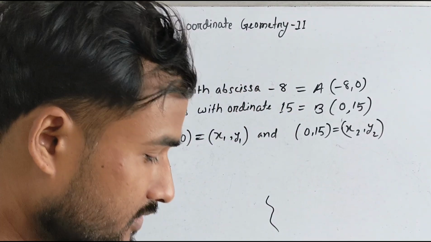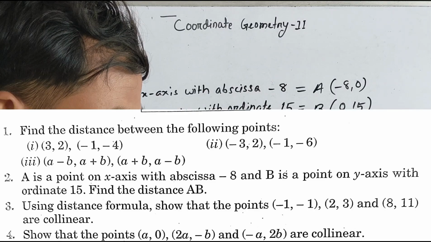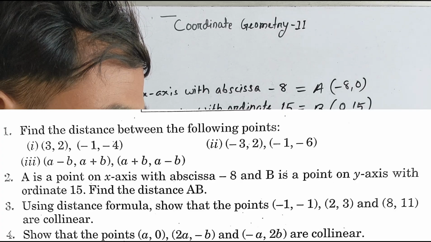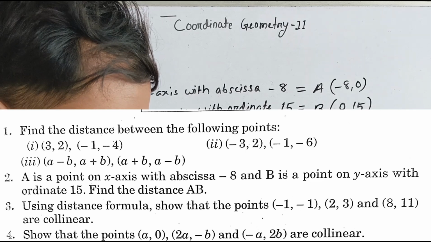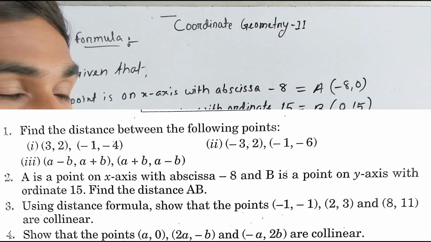Now come to question number 2. Question number 2 was, look at the screen: A is a point on the x-axis with abscissa minus 8 and B is a point on the y-axis with ordinate 15. Find the distance AB.